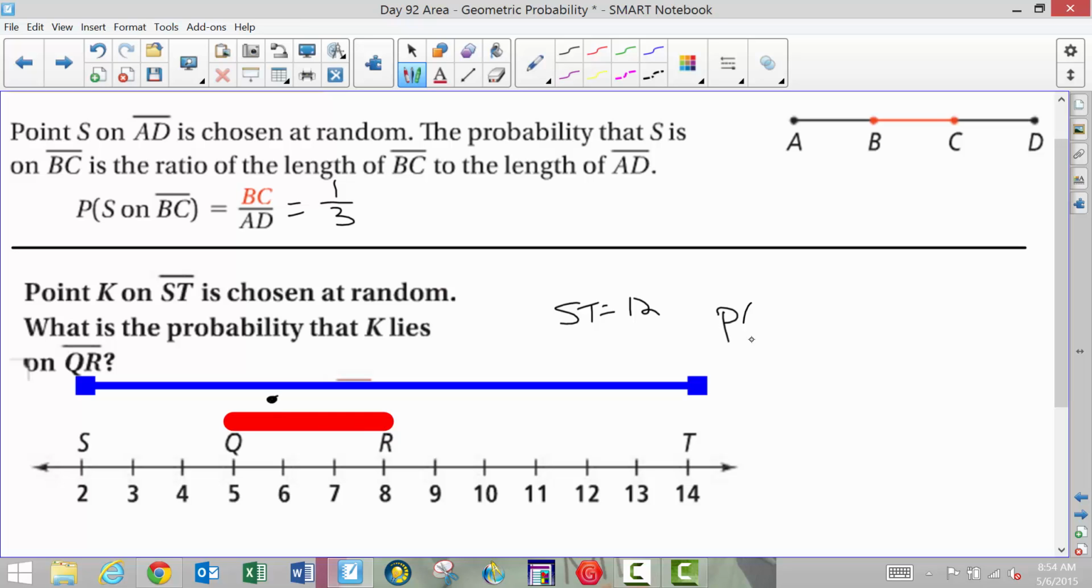Well, the probability that K is on QR is equal to the length of QR over the length of ST. Well, Q to R is 8 minus 5, which is 3. S to T is 12. Reduce it, you have 1/4. 1/4 is 25%, because 1/4 is 0.25. 0.25 times 100 gives us a percent. So the chance that K is on QR is 1/4.